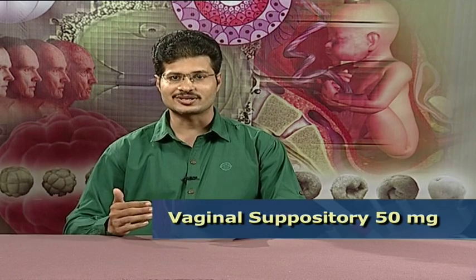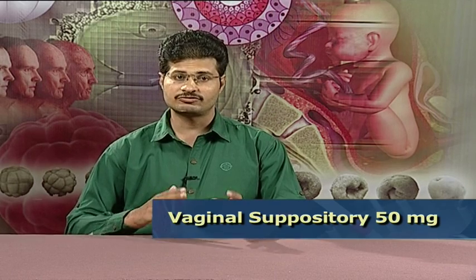HCG is given in supplemental dosages, for example 1500 to 2500 international units. Micronized progesterone 200 mg thrice a day orally or as vaginal suppository, or progesterone in oil injection 50 mg IM daily, is continued for about 14 days. By this time, diagnosis of pregnancy by estimation of beta HCG is possible.